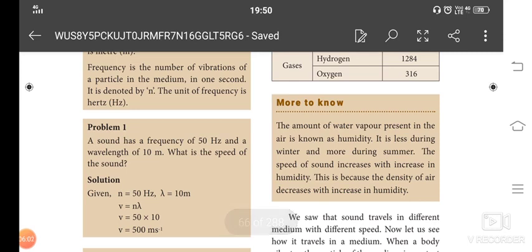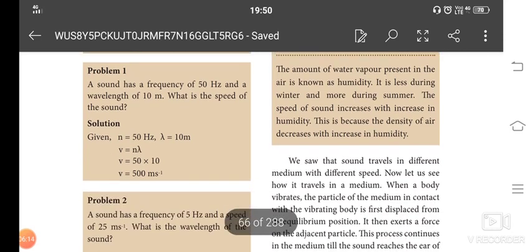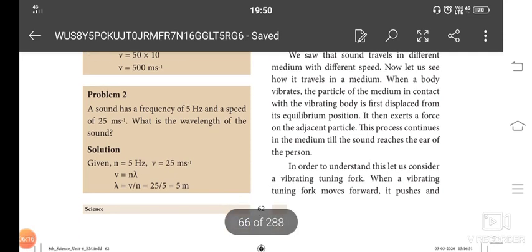The amount of water vapor present in the air we can call humidity. During the winter there is more humidity, but in the summer it's a very dry place, so we cannot have any humidity around us. So sound travels in a different medium, and depending upon the medium, it can produce a different sound.